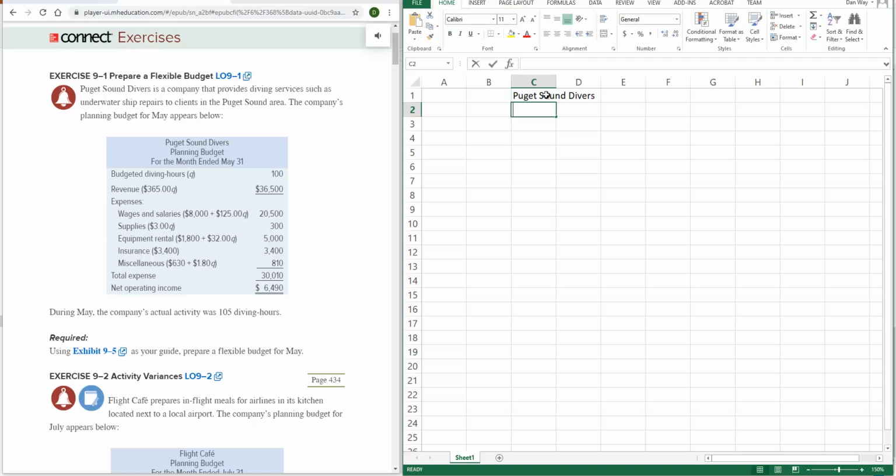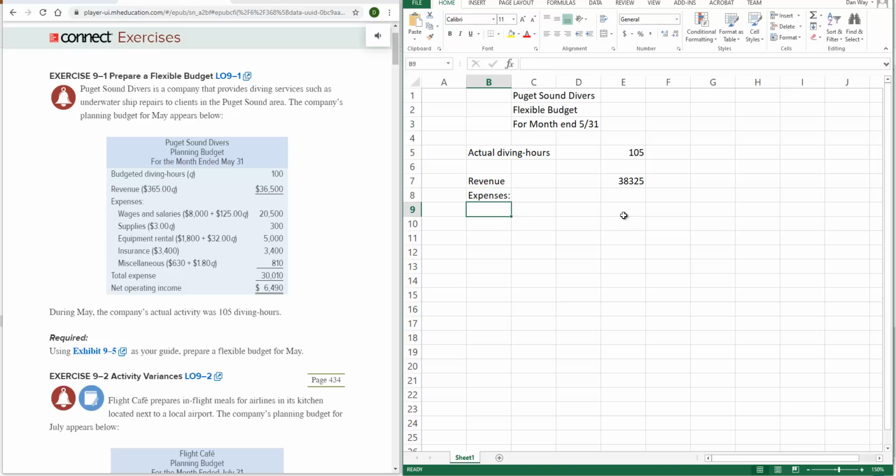So we're Puget Sound Divers. We're creating our flexible budget, and this is for month end 5/31. Now we'll go ahead and note the actual diving hours at the top. And again, that's 105, slightly more than the budgeted hours of 100. So our first line is revenue, and we know from the box here that the revenue formula is $365 times the number of hours of diving. So our total revenue for the period in the flex budget should just be that $365 times the 105 actual hours that were worked.